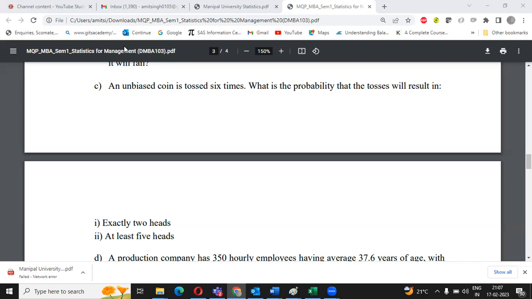In case you don't know those concepts, I request you to go and watch my videos on permutation and combination. That will give you a pretty good picture about how we can work on permutation and combination.